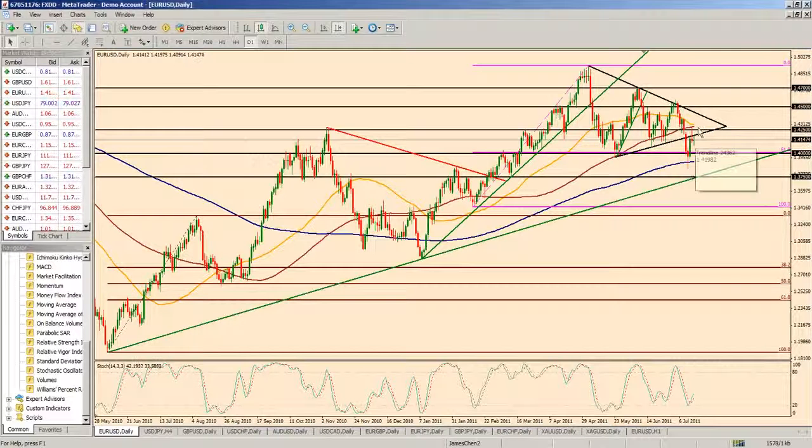This is a daily chart of Eurodollar. It popped back up to hit resistance up here at 142.50 or 142.80, which is right near the 100-period simple moving average.